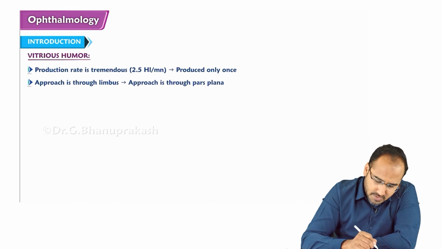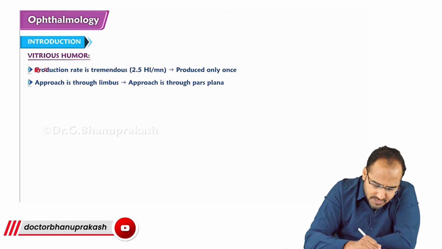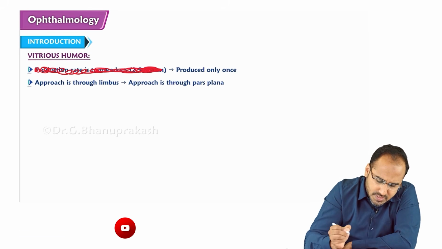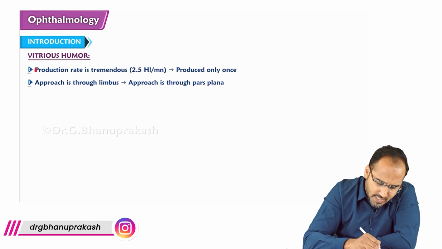Vitreous humor has no production at this rate. This is the production rate of aqueous humor, not vitreous, guys. Just cut it. Vitreous humor is not produced at this rate. Okay? Basically, if you don't want to cut it, what we can do over here is just write there.